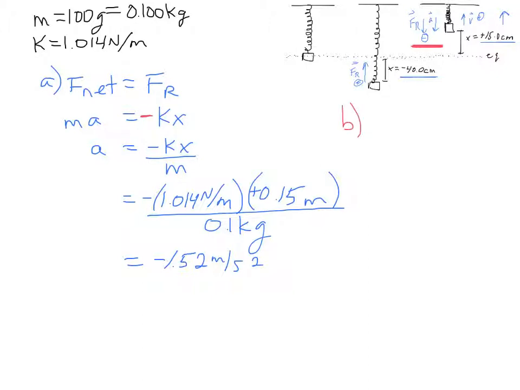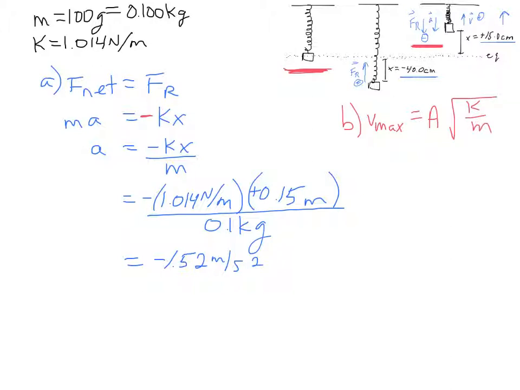Now we're looking for maximum speed. I'm going to do it in red. We know that the maximum speed is going to happen when it's at the equilibrium position. It doesn't matter if it's moving up or down, so direction doesn't matter. It's going to be right here when it's at equilibrium, when x is 0. Our formula is Vmax equals our amplitude, which in this case is our 40 centimeters, times the square root of k over m.